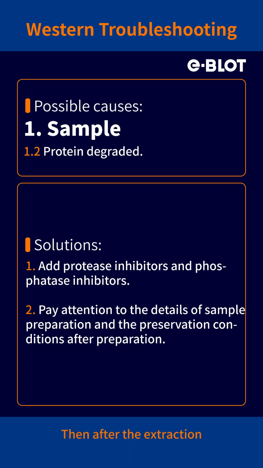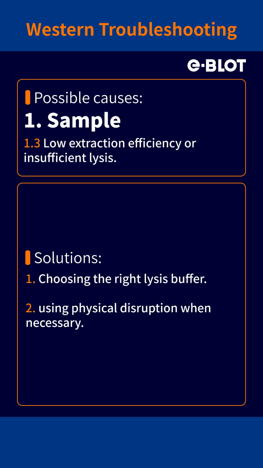Then after the extraction and measurement, add the loading buffer, and samples are heated in loading buffer for 3 to 5 minutes at 100 degrees Celsius to aid in the denaturation. After finishing that, store in separate packages. When using the samples, always try to avoid multiple repeated freezing and thawing of samples to minimize sample degradation to the greatest extent possible. Third possibility, our lysate is too inefficient or not lysed enough.